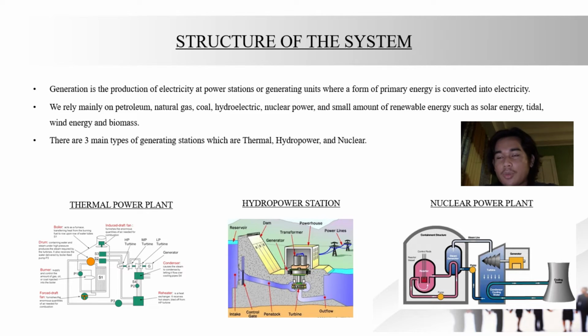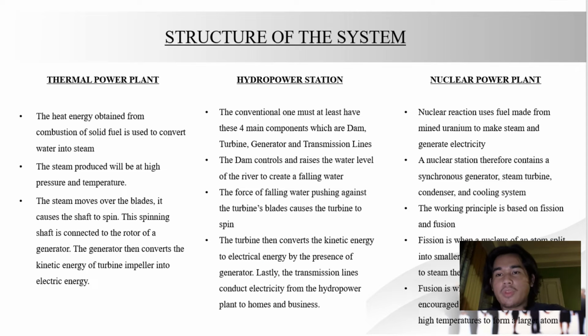And a hydropower station consists of dam, generator, transformer and power lines, as well as turbine. And for the last one, nuclear power plant, it consists of reactor, steam generator, turbine, generator, and condenser cooling water. So how do those three types of power plant actually work?